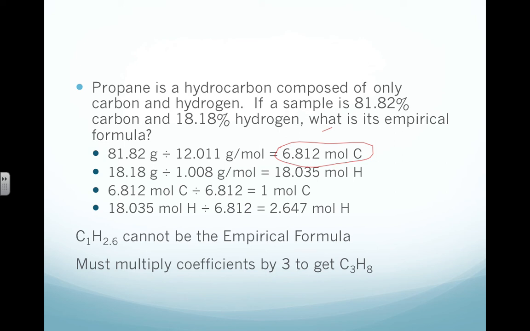Now, please remember, you may not get exactly 3. It may be close to 3, so it may be like 1/10 of a way from 3. But it's close enough that the correct empirical formula would be C3H8 if you multiplied 1 by 3 and 2.6 by 3.